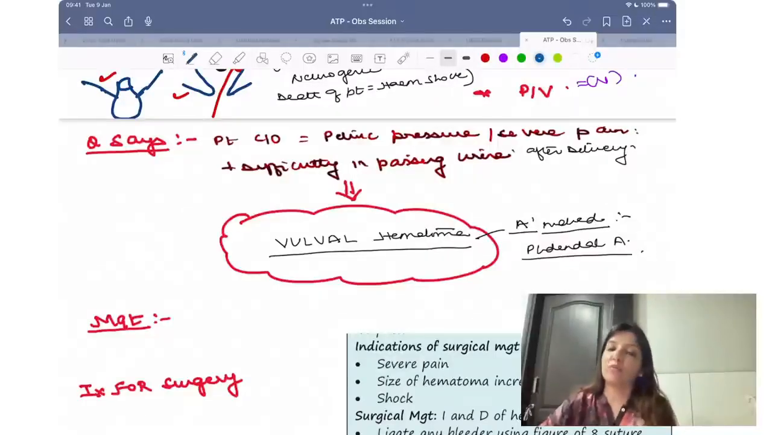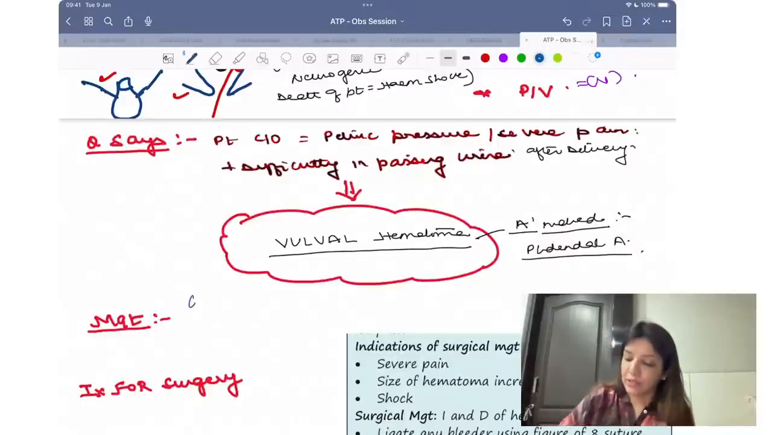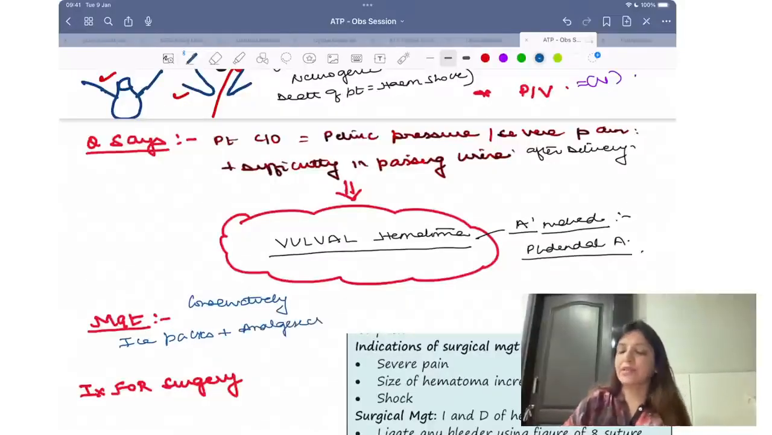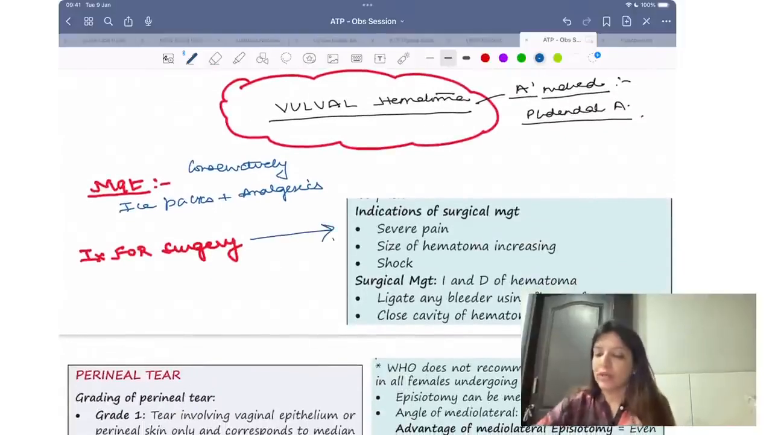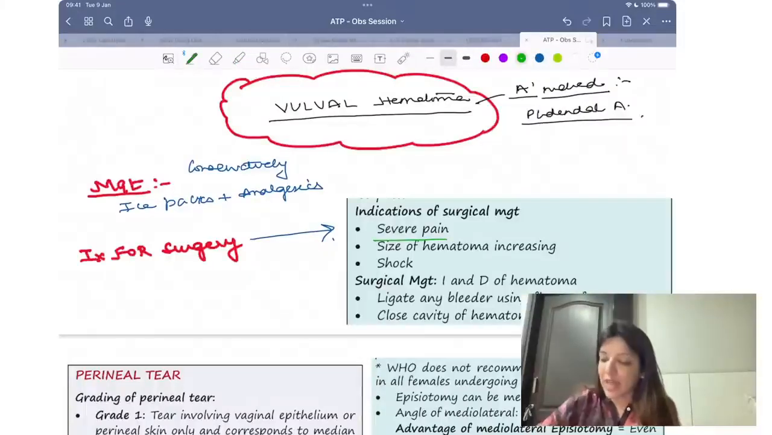Vulval hematoma has to be managed conservatively, with ice packs and analgesics. But there are certain conditions where you have to go for surgical management. What are the indications for surgical management? The indications for surgical management are if your patient is having severe pain, if the size of the hematoma is increasing, or if your patient goes into shock.